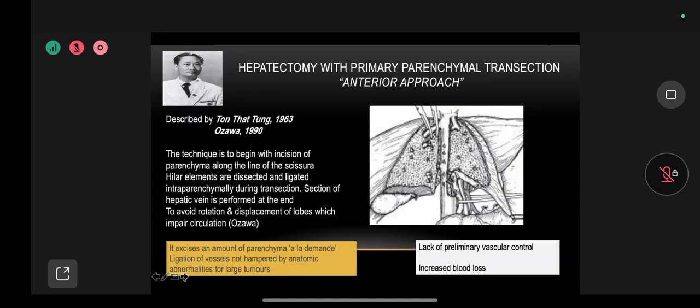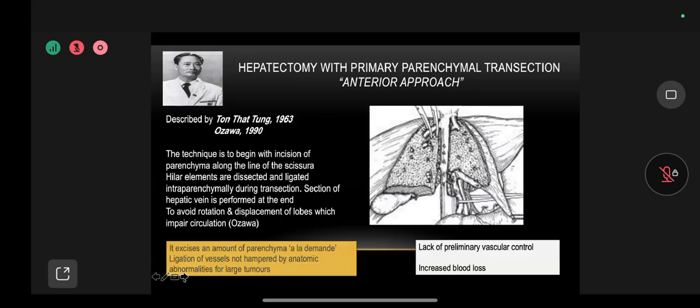So the anterior approach is something which was described quite long back by a Vietnamese surgeon, but was popularized by the Japanese surgeon called Ozawa in the 1990s. The idea is to begin the transection along the line of the caesura, that is the Cantlie's line. The hilar elements are dissected and ligated intraparenchymally during transection, and the hepatic vein is taken at the end.